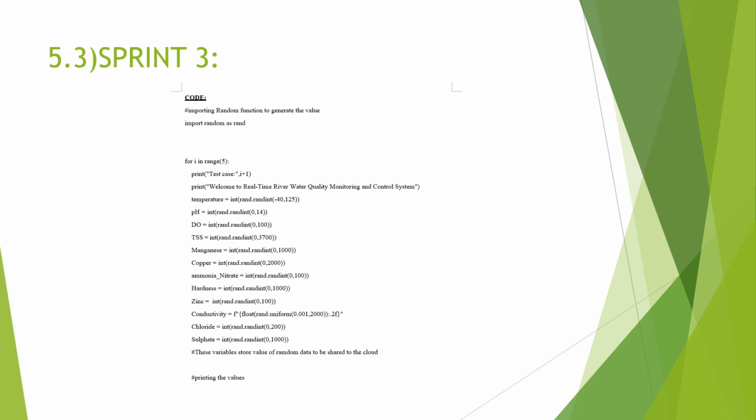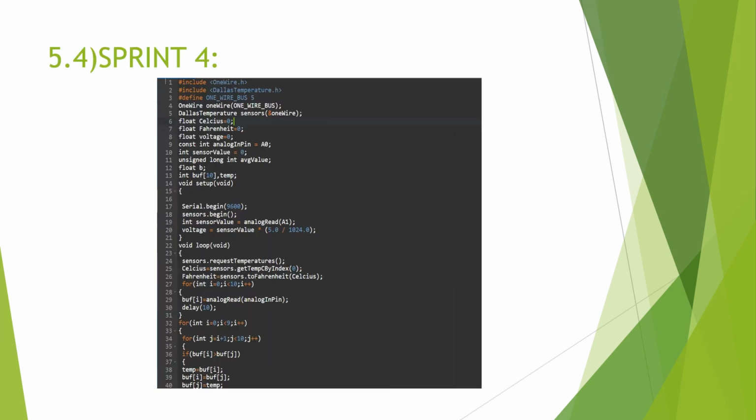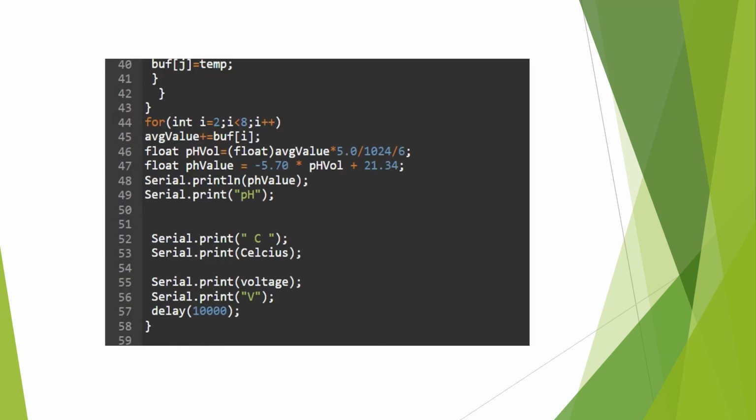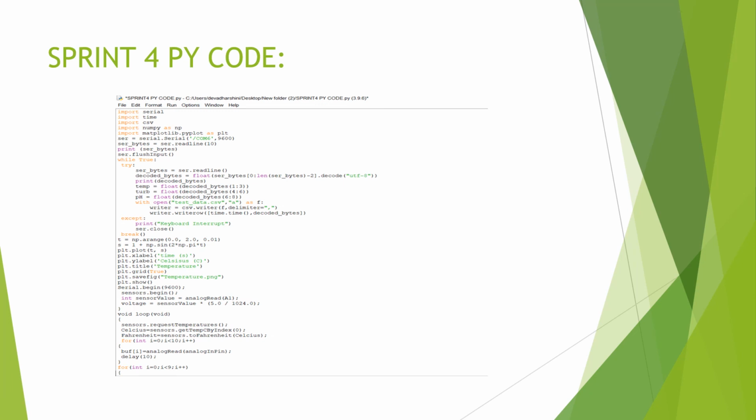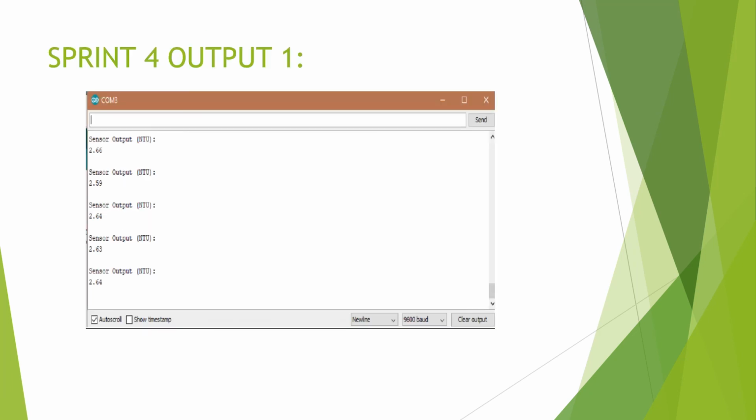In Sprint 3 we have used a Python code to generate the value. And by using the print statements we print the values. And Python script is used for implementation. Thus, by combining the technical components, a project can be implemented. These were the Python codes, and this was the output of Sprint 4.